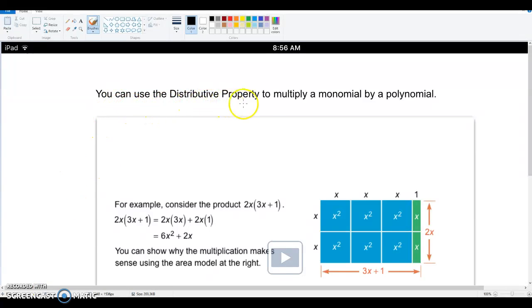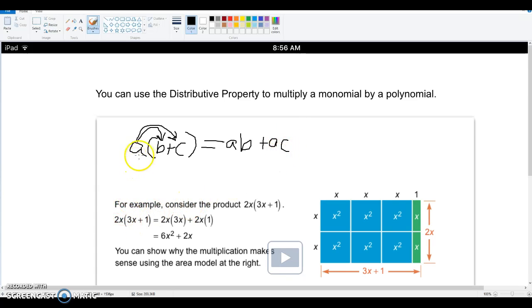You can use the distributive property to multiply a monomial by a polynomial. So you're used to the distributive property learned before, a times (b plus c). You can distribute the a over, multiply the a times b, and the a times c, so that's equal to ab plus ac. So they're using the same thing.